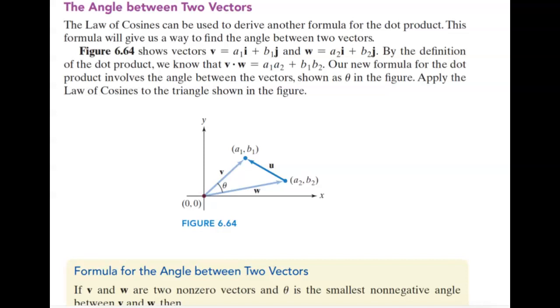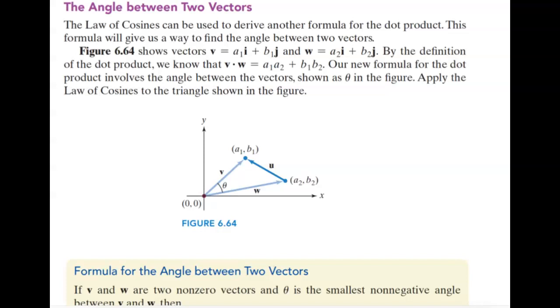Here's a video on the angle between two vectors. We've used the law of cosines to be able to derive another formula for the dot product. In a previous video, you can learn about the law of cosines and deriving that formula.